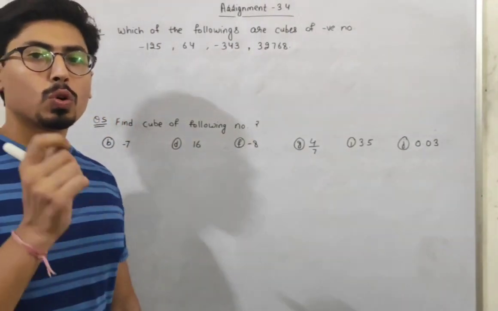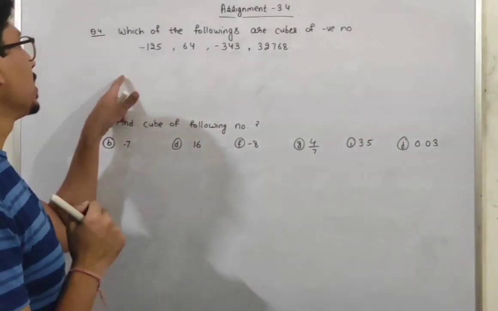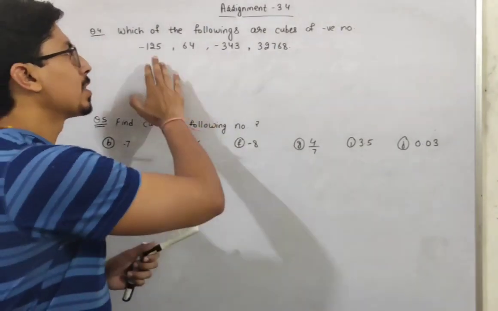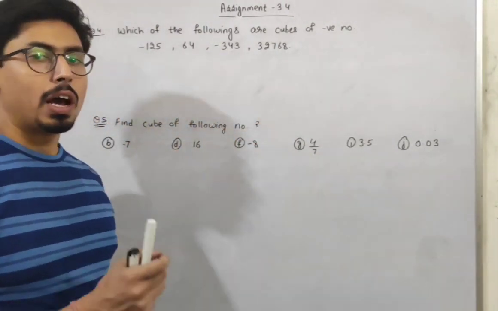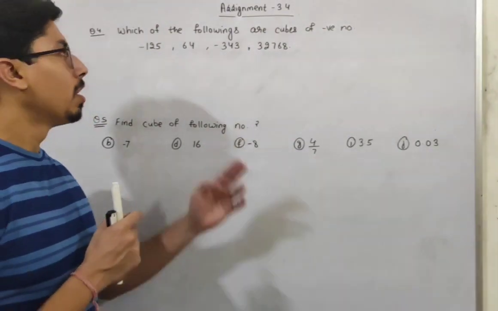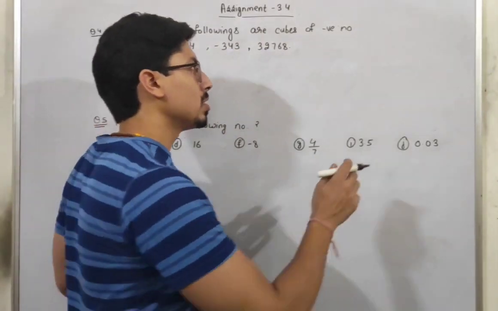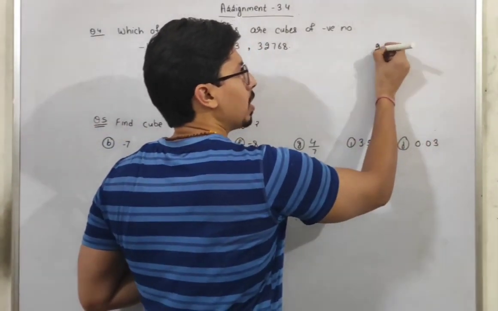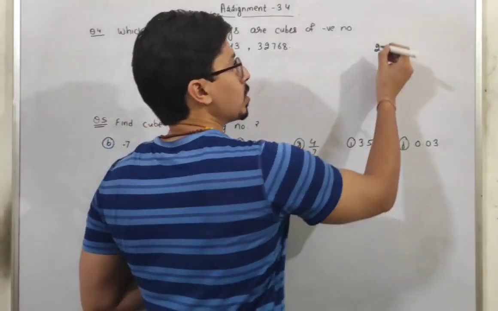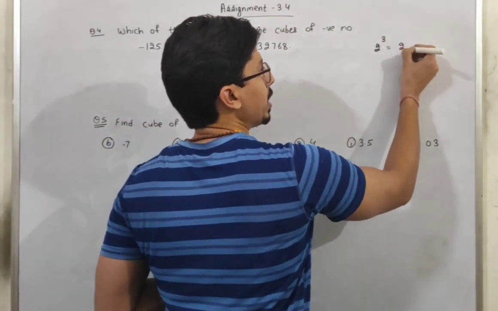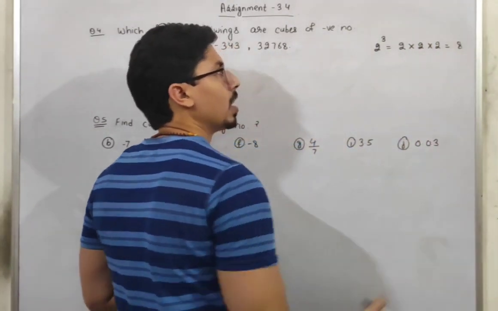Okay, students. So, the very first question of our today's class is question number 4. That is, which of the following are the cube of negative number? See, students, we have 4 numbers, out of which we have to find out which are the cubes of negative number. Okay. See, students, if I take a number 2 and start finding its cube, then 2 cube will be 2 into 2 into 2. That will be 8. Okay, students.